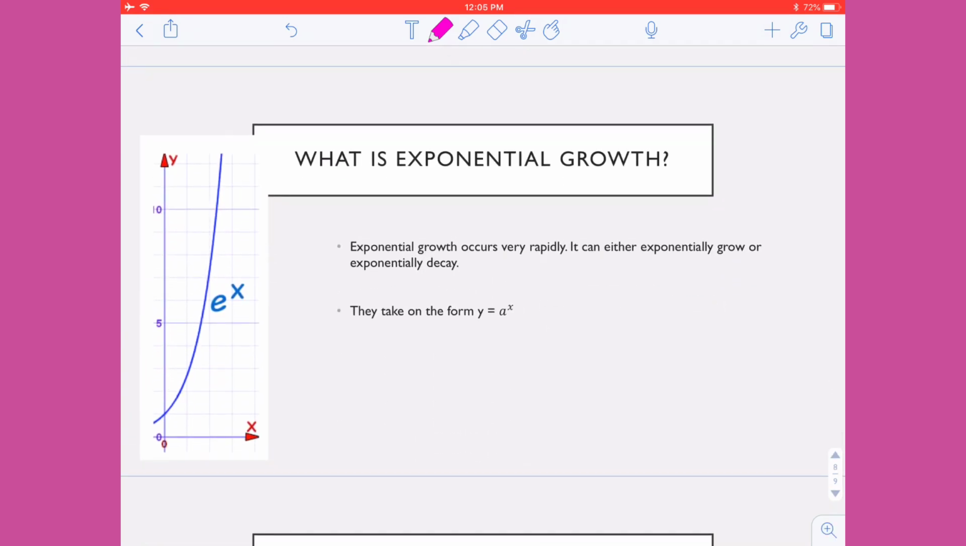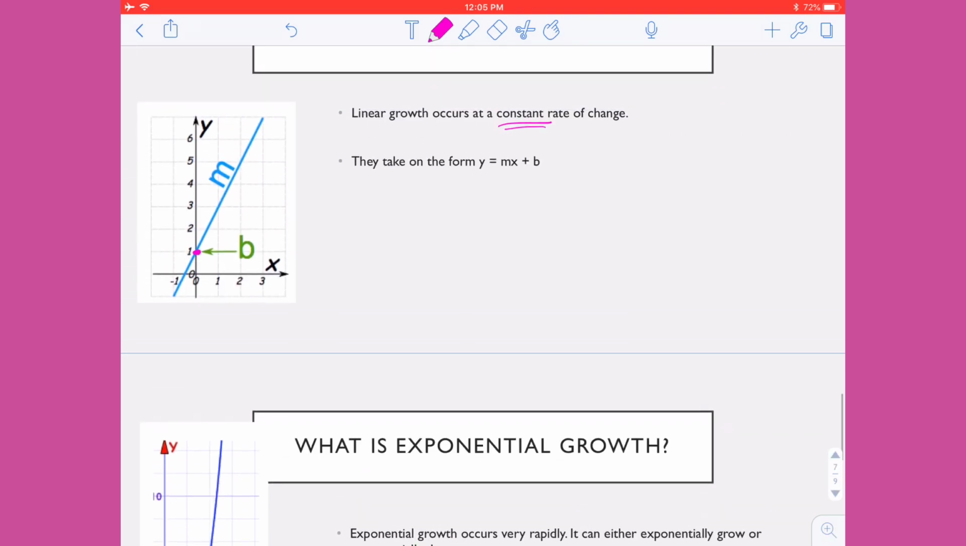So that's why we want to understand the concept of exponential growth. Exponential growth occurs very rapidly. We can grow or we can decay. So if I'm increasing in value, I would be growing. I would be headed up, as you see my graph on the left shows. But I could also represent an exponential decay, and that would be data that quickly falls, and so it'd be going down. These take on the form of the equation y equals a to the x power.